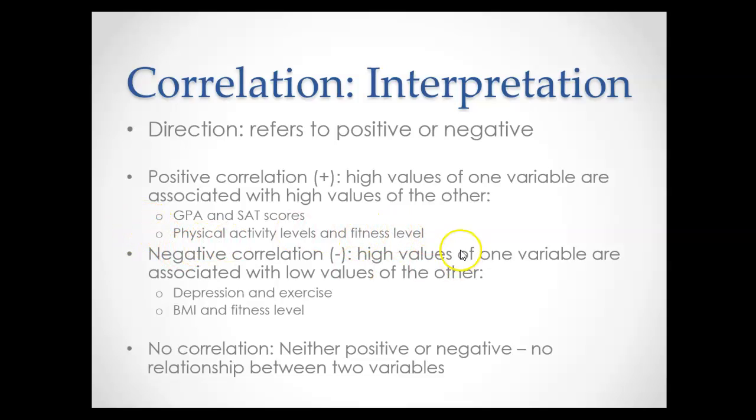With negative correlations, high values on one variable are associated with low values on the other. So for example, depression and exercise. The more people exercise, the less depressed they are. So that's an inverse relationship. BMI and fitness level too. Generally, if people are more fit, their BMIs are lower as well. And then there's no correlation, where it's neither positive nor negative, so no relationship exists between the two variables.